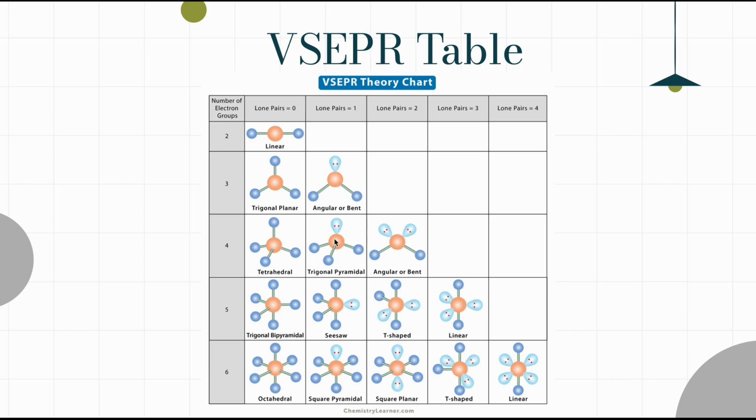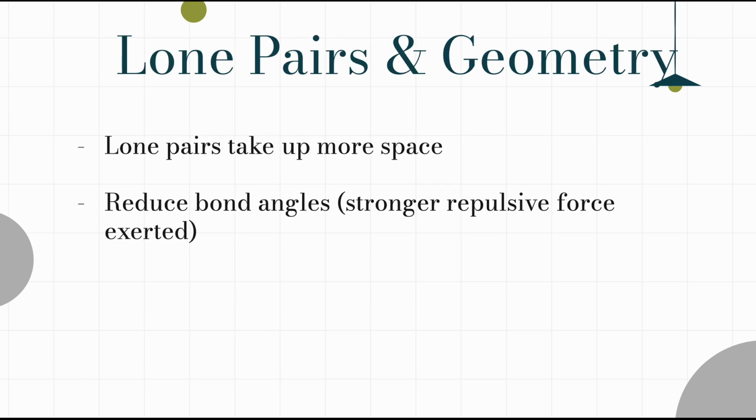There are specific bond angles for these molecular geometries as well. However, it is important to note that you do not necessarily need to memorize these, especially in lower level chemistry. Just note that all of these bond angles are going to be smaller than these electron bond angles, and that is due to lone pairs. Lone pairs take up more space than bonding pairs in 3D space, causing bond angles to shrink, because these lone pairs cause a stronger repulsive force which pushes atoms closer to each other, thus reducing their bond angles.